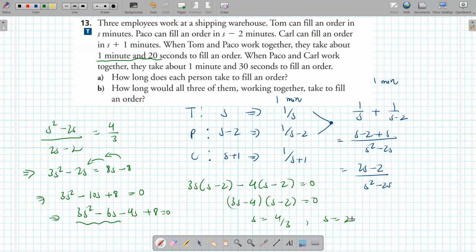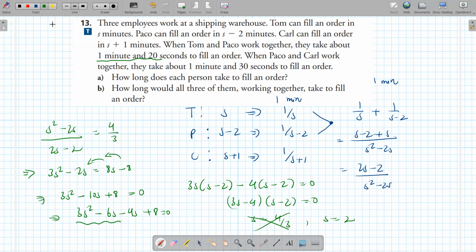Does that make sense though? Four over 3 is 1.33 minutes, right? 1.33 is out because if you do s minus 2, that'll give you a negative number. But something goes wrong here, because Paco can do it instantly according to this logic.